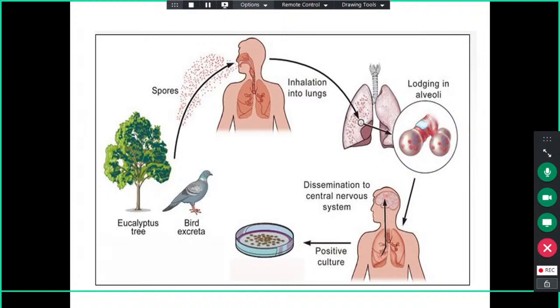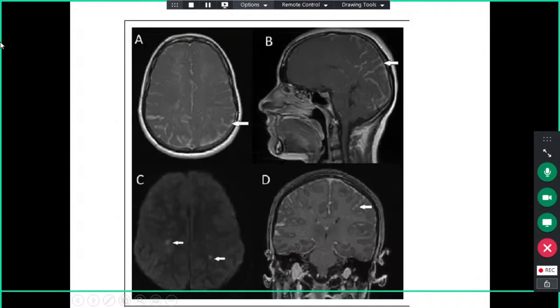And when you culture from the CSF sample, you can get this black colony. And when we see the radiological picture, you can get the ring enhancement like this. We can get it, and in the parenchyma also you can see some enhancement.